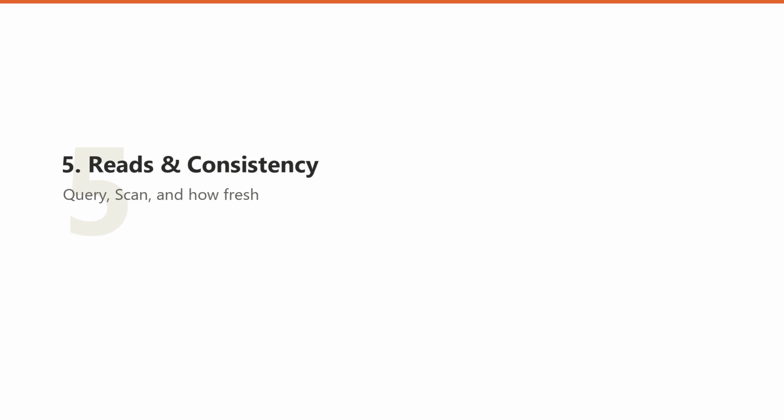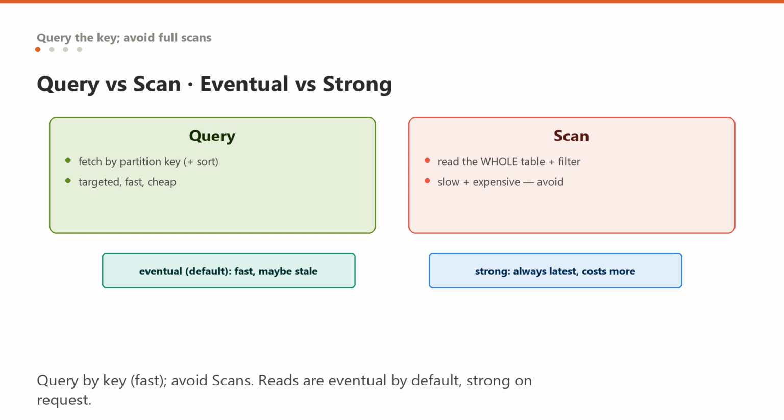Concept 5. Reads and consistency. There are 2 ways to read. A query fetches items by their partition key, and optionally narrows by sort key.